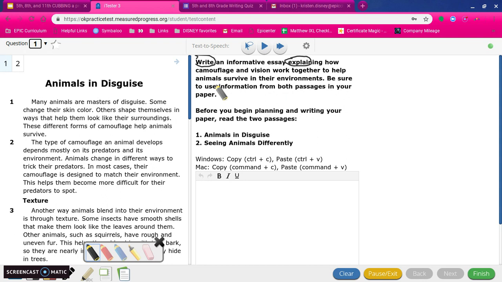Be sure to use, that's a bossy word, use information from both passages in your paper. Before you begin planning, read. Read what? 2 passages. Animals in Disguise and Seeing Animals Differently. Okay, so I've circled the bossy words. Write, explain, use, and read.